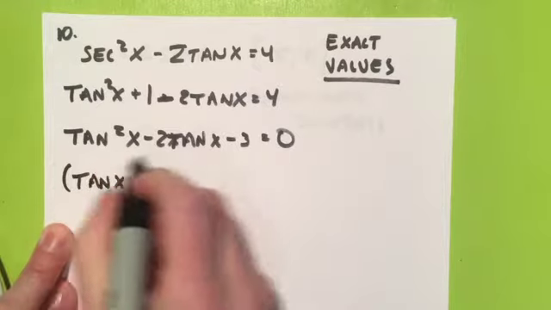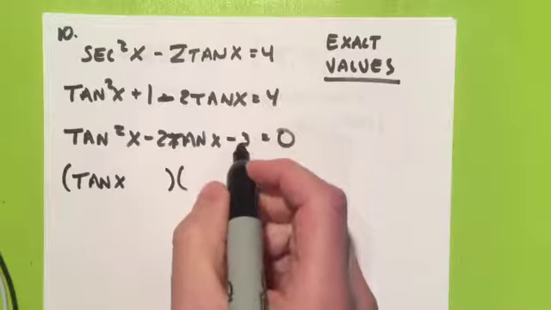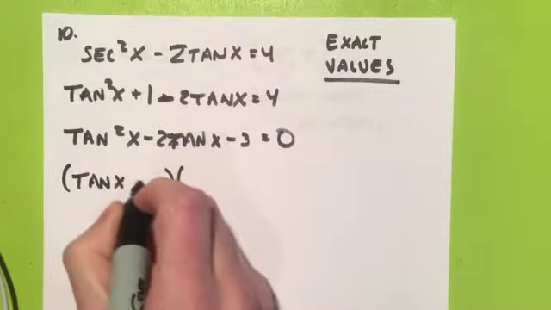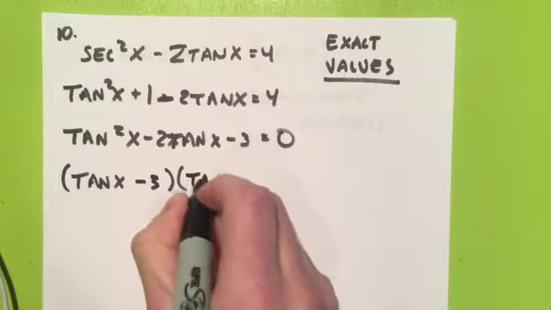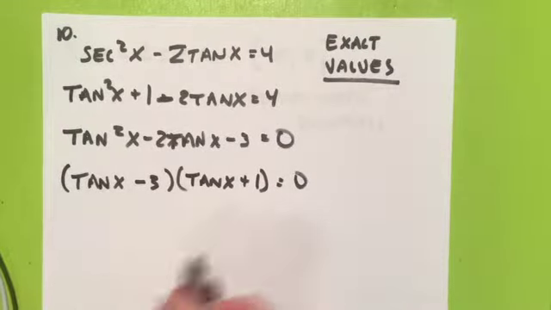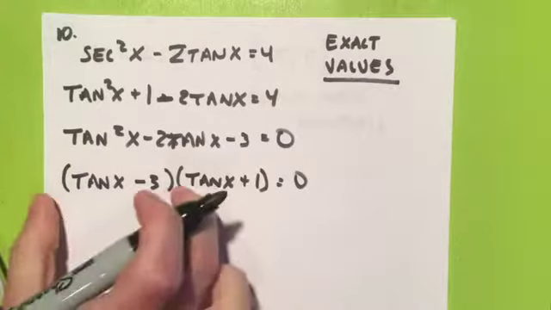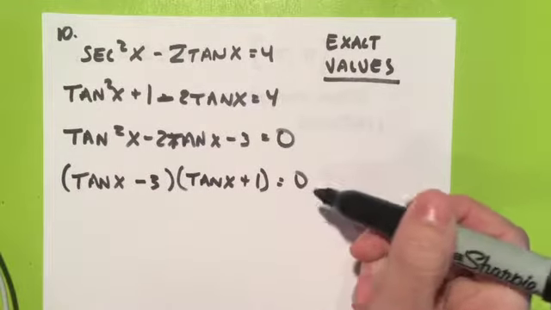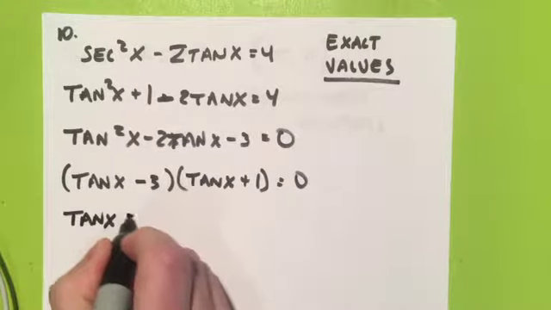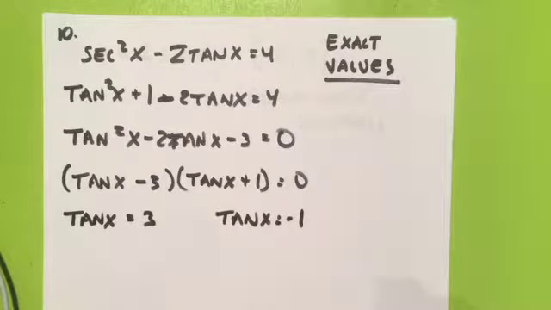We've got tangent of x, so needs to multiply to negative 3. Well, the only things that do that are plus or minus 1, plus or minus 3, adds to negative 2. So that's going to be negative 3. We've got tangent of x minus 3 and tangent of x plus 1 equals 0. Since the factors equal 0, we can set each factor individually equal to 0, the zero product property. So we're going to have tangent of x equals 3. We've got tangent of x equals negative 1.